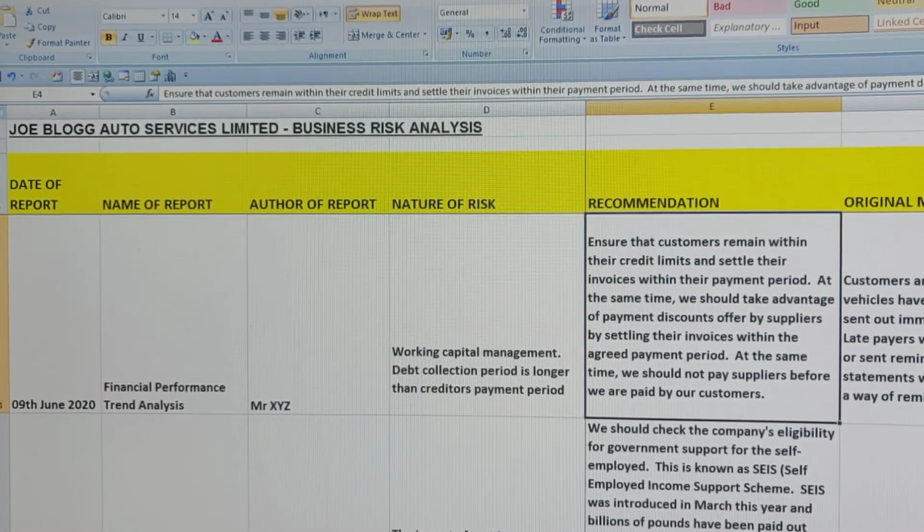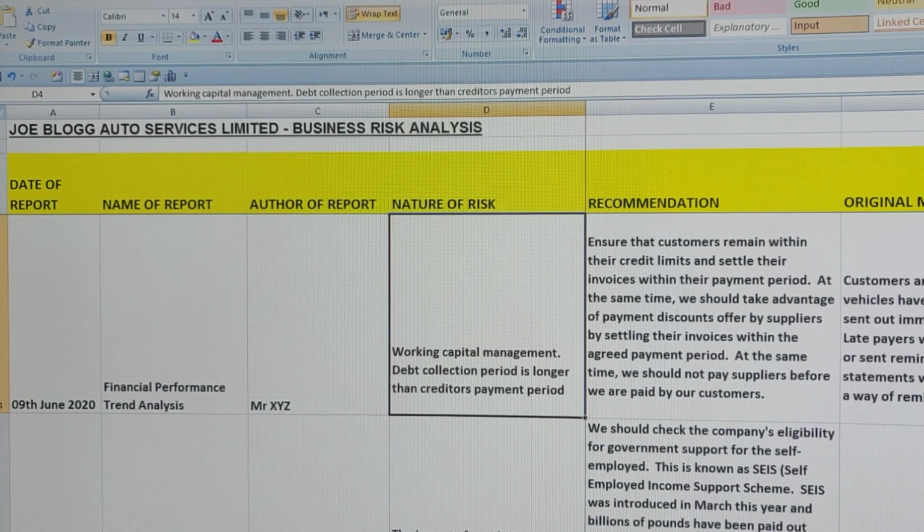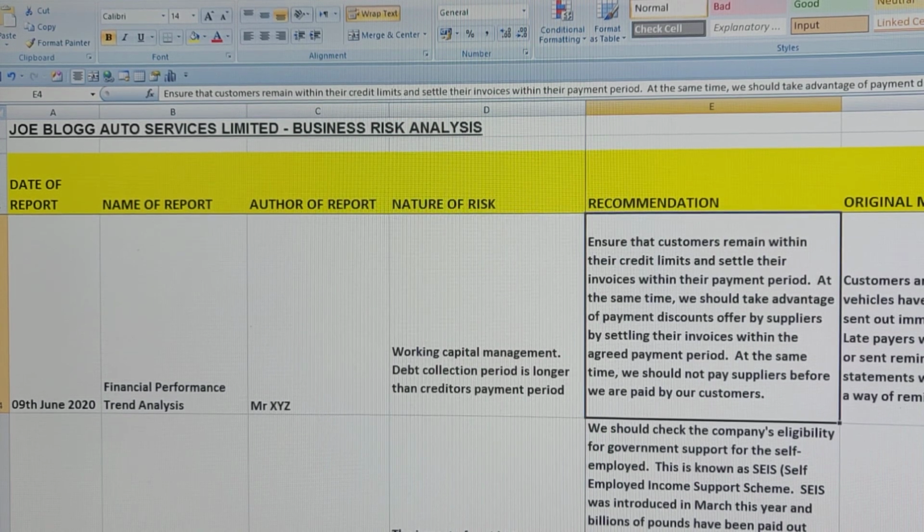Now, I have set up this tracker. This is what you should do as an analyst. You've written your report, but the management also has to respond to you about how the problem will be fixed. For instance, I said in the report that under working capital management, the debt collection period is longer than the creditors payment period. What is your recommendation here? We need to ensure that customers remain within their credit limits and settle their invoices within the payment period. At the same time, we should take advantage of payment discounts offered by our suppliers by settling their invoices within the agreed payment period. Also, we should not pay suppliers before we are paid by our own customers.